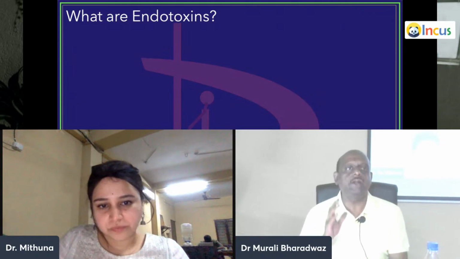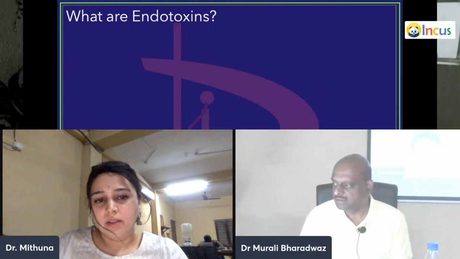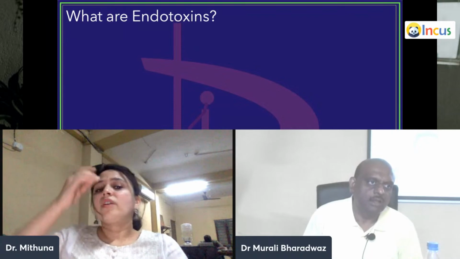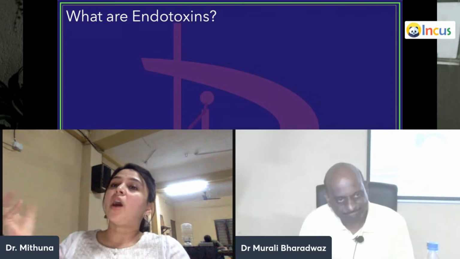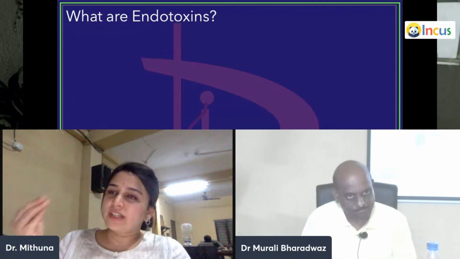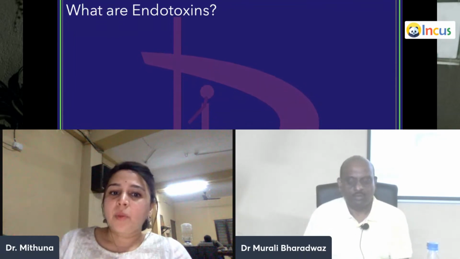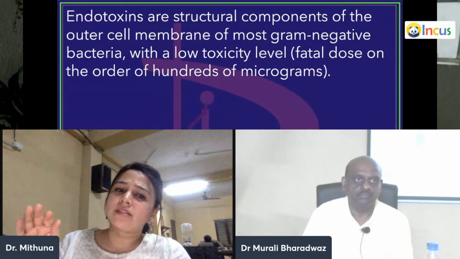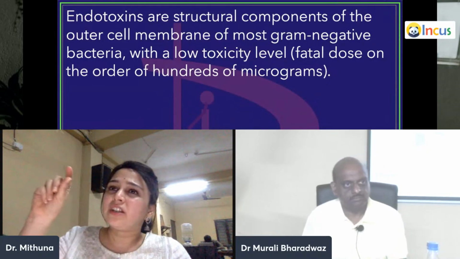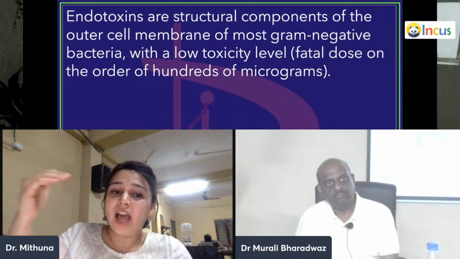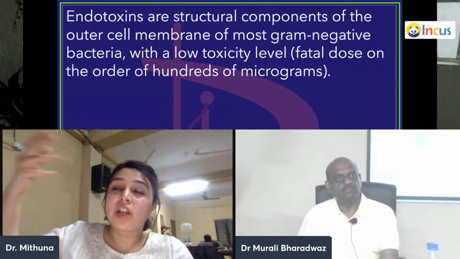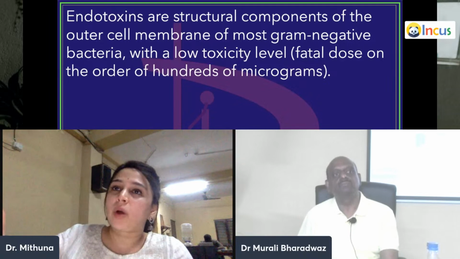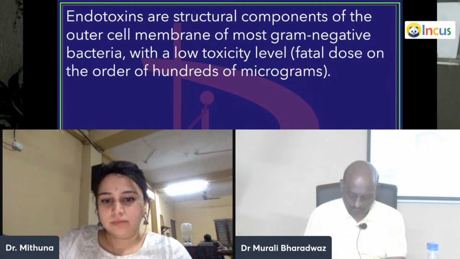What are endotoxins? Endotoxins are a part of the bacteria itself. They are part of the outer cell membrane, mostly of gram-negative bacteria. But they have a very low toxicity level. Even for a fatal dose, it needs a much higher amount for it to produce issues. Hundreds of micrograms are required for it to cause a problem in the human body.